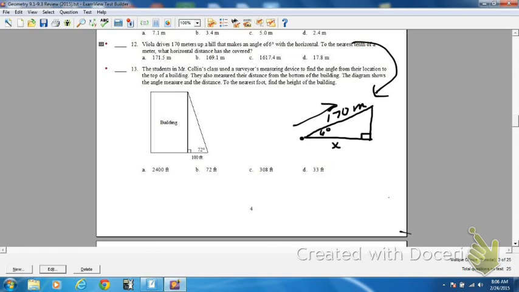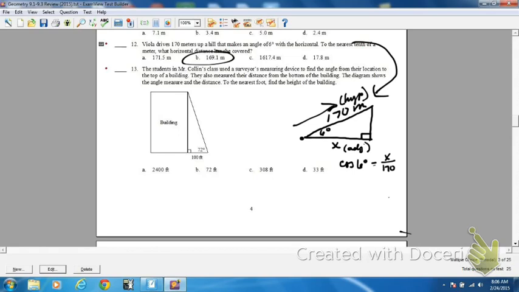And then when we set that function up, we have the adjacent side and the hypotenuse. So adjacent and hypotenuse is cosine. We're going to do the cosine of 6 degrees is equal to x over 170, and then you multiply both sides by 170. And the answer then for number 12 is B, 169.1 meters.